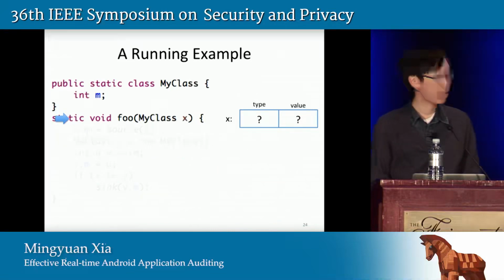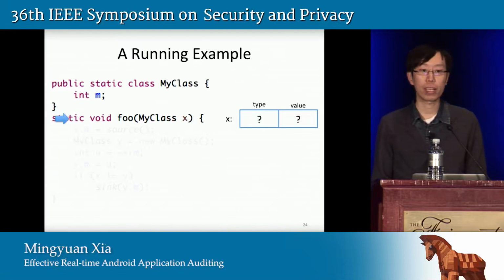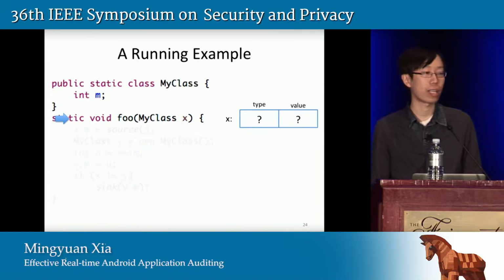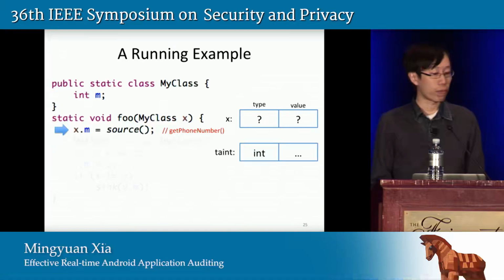So for example, we want to run this foo function, and when we start running, we have no idea what x is. We do not know its type, and we do not know its value. So here, we introduce the object representation. We assign x an imaginary unknown object, which represents an object that exists before the execution. Then we come to the first line, the source API, which can be something like getPhoneNumber. It returns your sensitive data, the integer of your phone number.